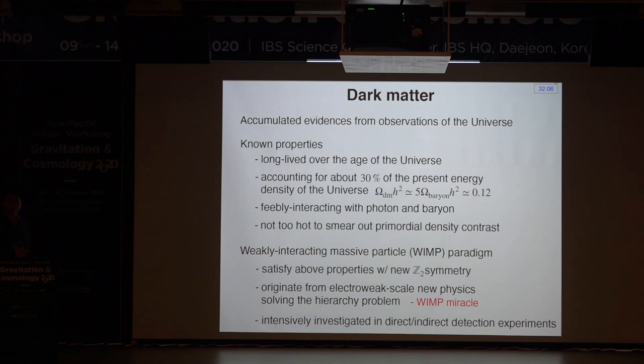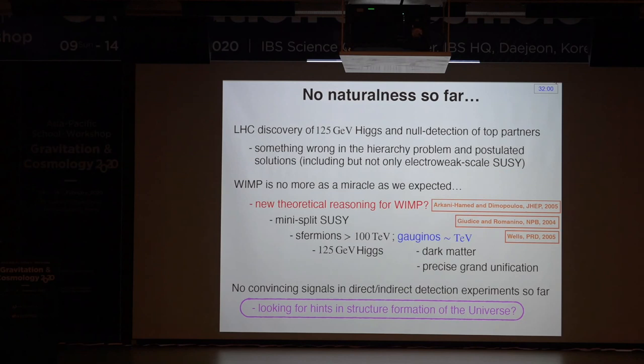But first of all, particle physics itself faces a new tension, because we expected that the LHC would give us some hints of the origin of electroweak symmetry breaking, or TeV-scale new physics, or electroweak-scale new physics. But we have not seen anything except for the Higgs itself. So I would say the WIMP is no longer as miraculous as expected from the top-down point of view. There are some ways in particle physics to think about what the WIMP is, but it's also a good time to think in a bottom-up approach. And this is what I explain in this talk.